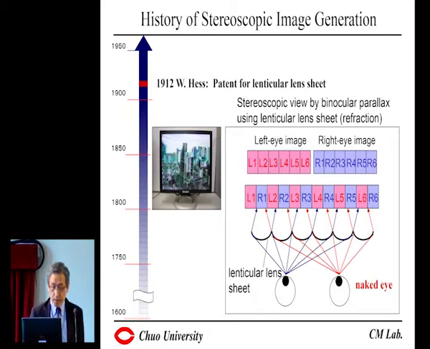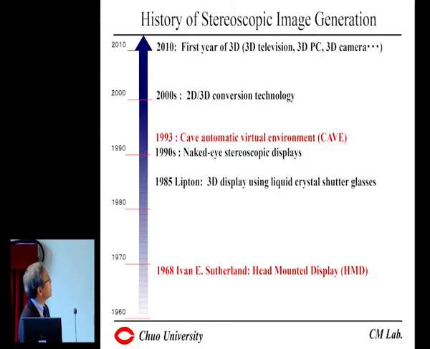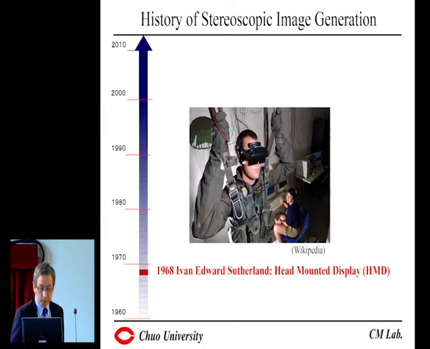In 1912, the patent for the lenticular lens sheet was taken. And in the 1990s, this type of display was developed, so we can enjoy the stereoscopic image with the naked eye. And this is the history after the Second World War. In 1968, the head mounted display was developed. And in 1993, the CAVE, Cave Automatic Virtual Environment, was developed.